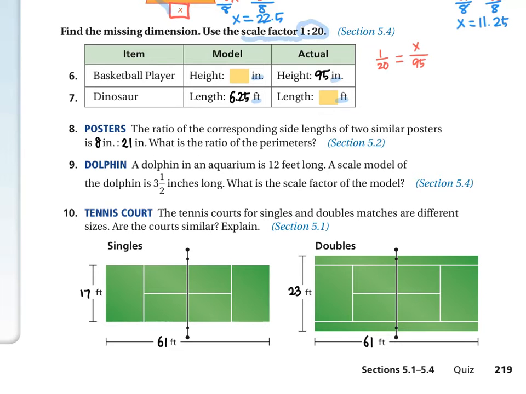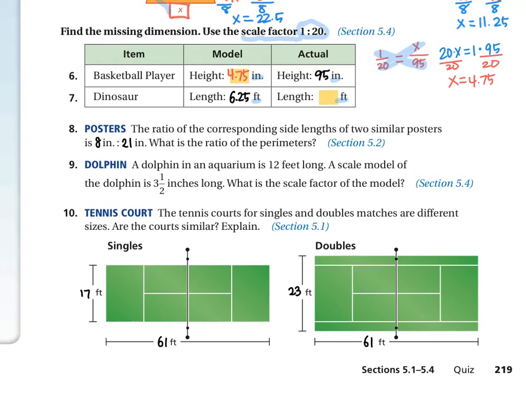Your next step is to cross multiply again and then find out the answer for x. So 20 times x is going to equal 1 times 95, which is just 20x equals 95. And you solve for x by dividing both sides by 20. When you divide 95 by 20, you're going to have the answer of 4.75. So your answer for 6 is going to be 4.75 inches.